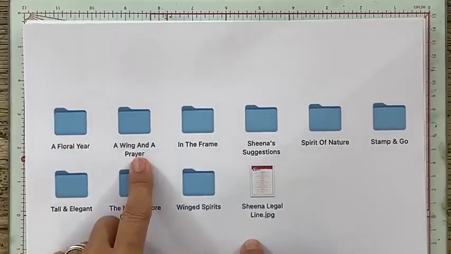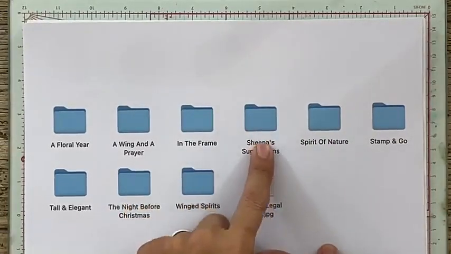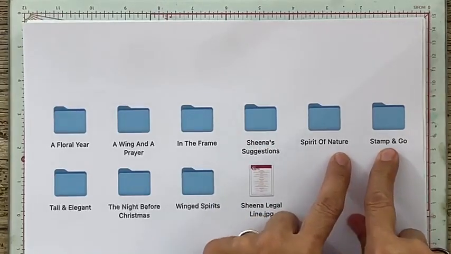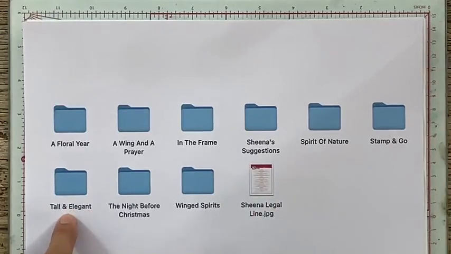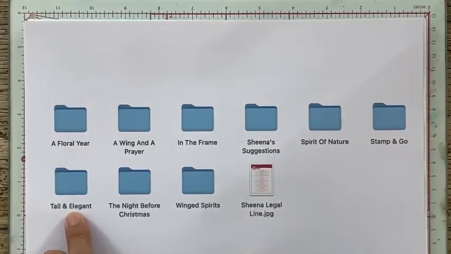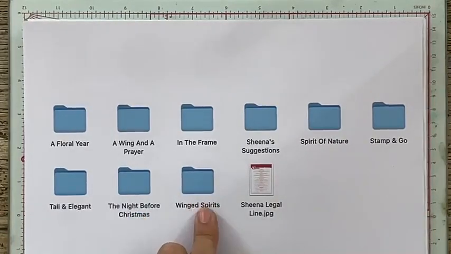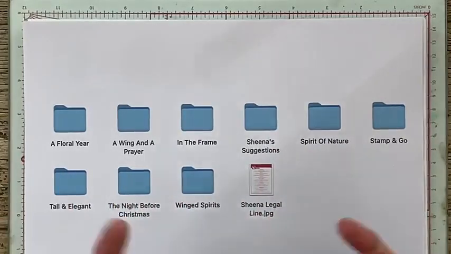Wing and a Prayer, that's the one with the butterfly in the hand. I'm going to show you in the frame. These are my suggestions. I'll come back to that. Spirit of Nature, they're the Mandala. Stamp and Go, they're the A6 ones. They aren't A6 anymore, you see. Tall and Elegant, 'Tis Myself. I wish. That one, new collection. Oh, look at that. Night Before Christmas. That's a mere babe. Night Before Christmas. Winged Spirits, another Mandala collection, and just some information on that you might want to know.